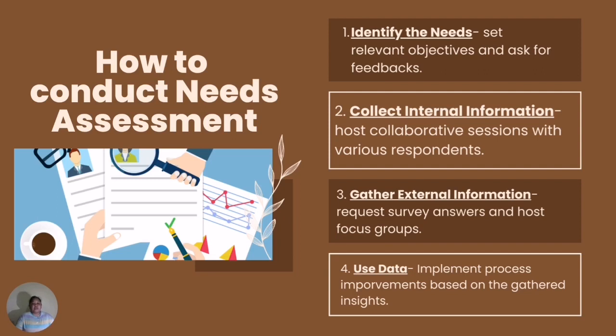Next is to collect internal information. First, we need to host collaborative sessions with various respondents. And then the third one is to gather external information. So request survey answers. After the survey, of course, we need to identify the answers in order for us to host focus groups. And when we already have the data, we are going to use the data. So we need to implement process improvements based on the gathered insights. Based on the data that we have gathered, we can create various solutions or trainings or activities that can be used in order to address the gaps we identified.